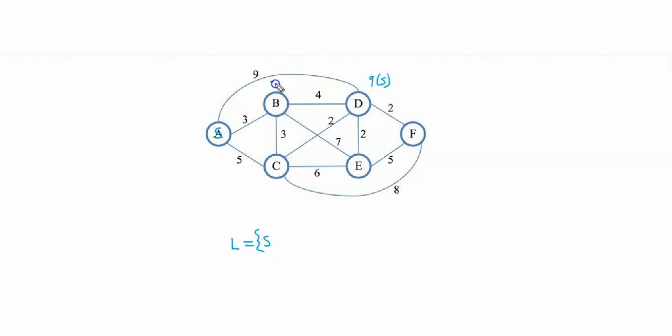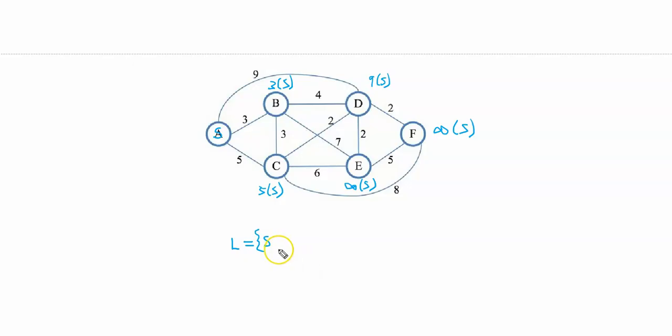B is going to be 3S. C is going to be 5S. And then E and F are not adjacent to S, so we'll label them as infinity S and infinity S. Okay. Now we look for the vertex that has the smallest label.